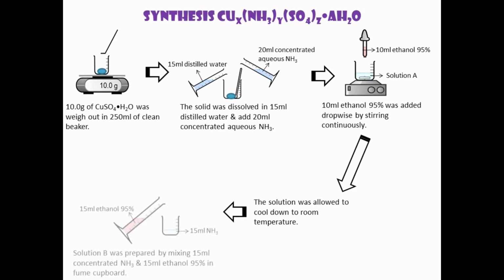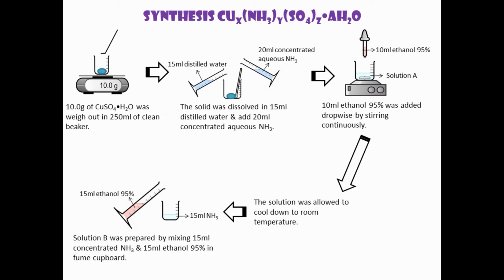While waiting for solution A to cool down, solution B was prepared by mixing 15 ml of concentrated aqueous ammonia and 15 ml of 95% ethanol in the fume hood. Then, solution B was covered with a watch glass and left in the fume hood.